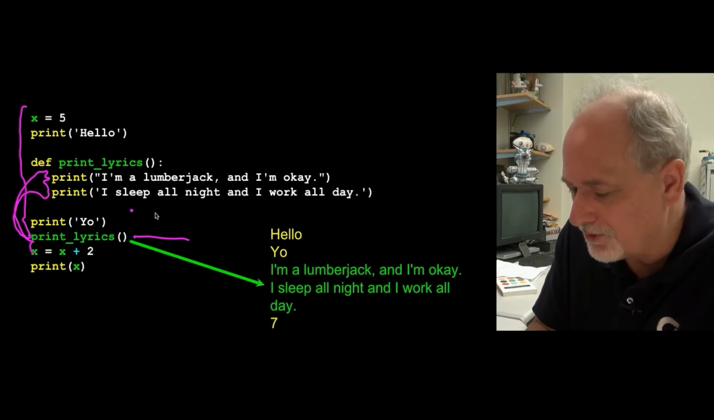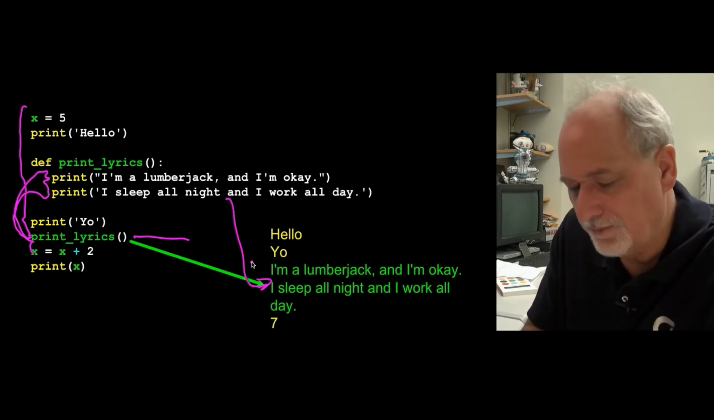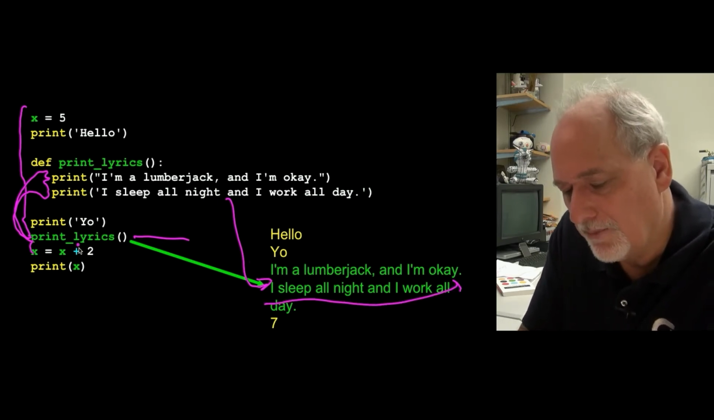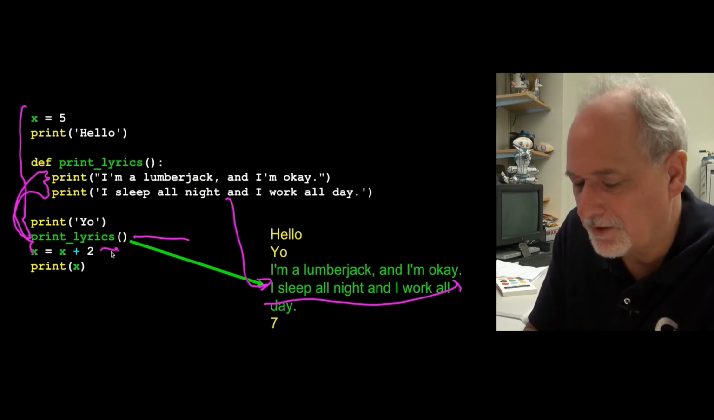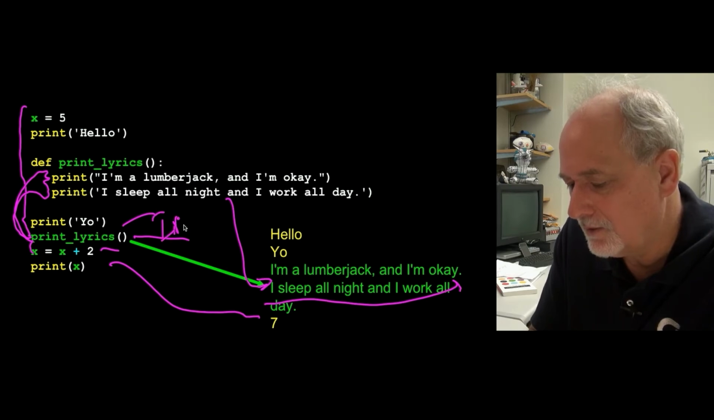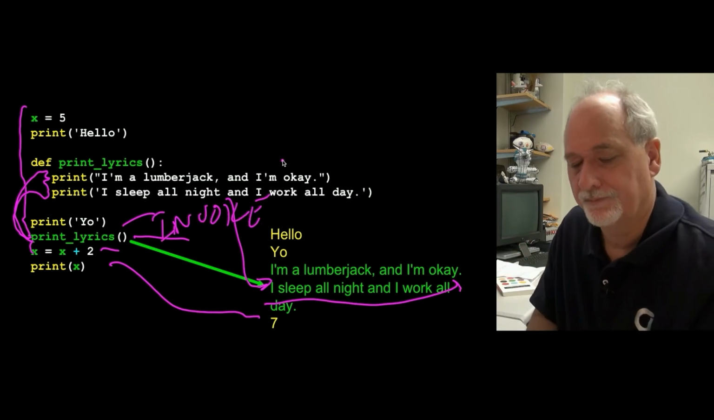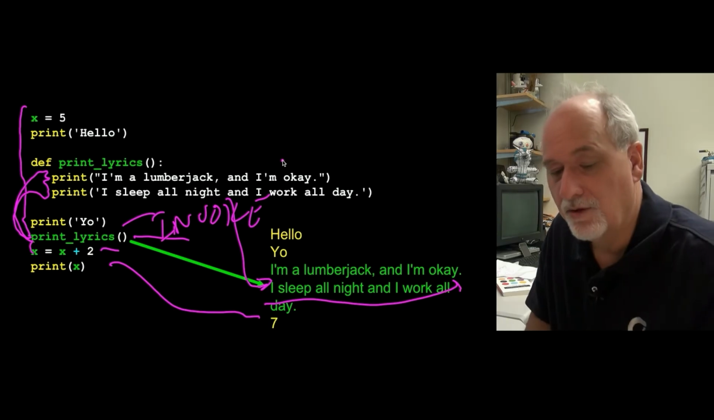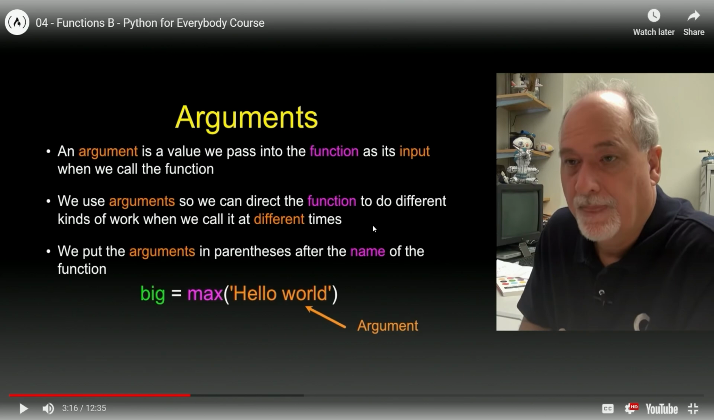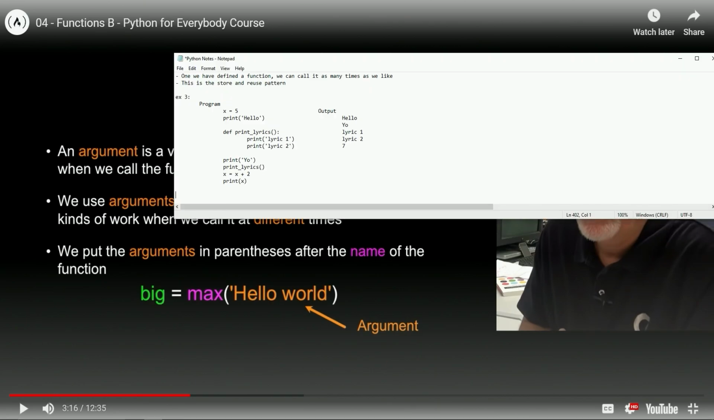The print lyrics, of course, produces the 2 lines of output. And then x equals x plus 2, which makes it 7, and then prints out 7. Okay, so this is the calling. Invoke or call the function. Just call. Okay, you defined it, and then later you called it. Now, all right, calling. I don't know why he's having such trouble with that. It's just so easy. Just don't say something that you would read in a Harry Potter book.